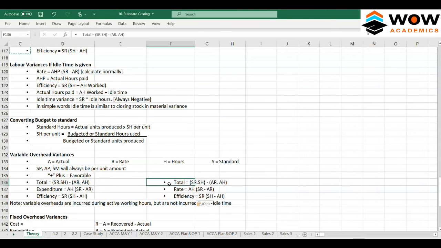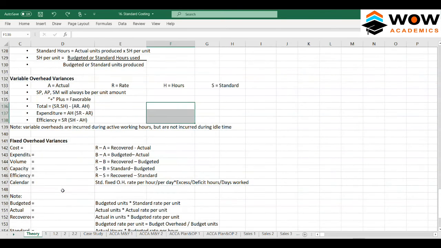See, total. Here the variance is called expenditure. In variable overhead it is called expenditure; in labor it is called rate. But the formula is the same: AH, SR minus AR. Efficiency: here we call it efficiency, and in labor we also call it efficiency. So it's similar. The formula is SR into SH minus AH. So the labor variance and the variable overhead variance are very similar, except for the name. Their name alone might change. So that's the concept here.